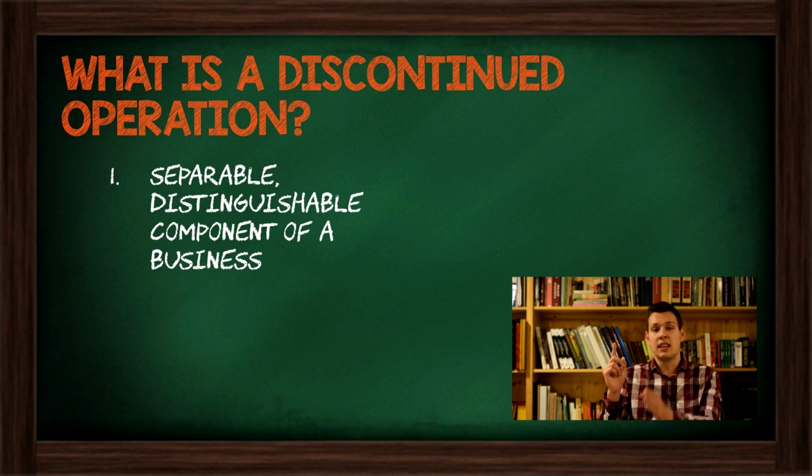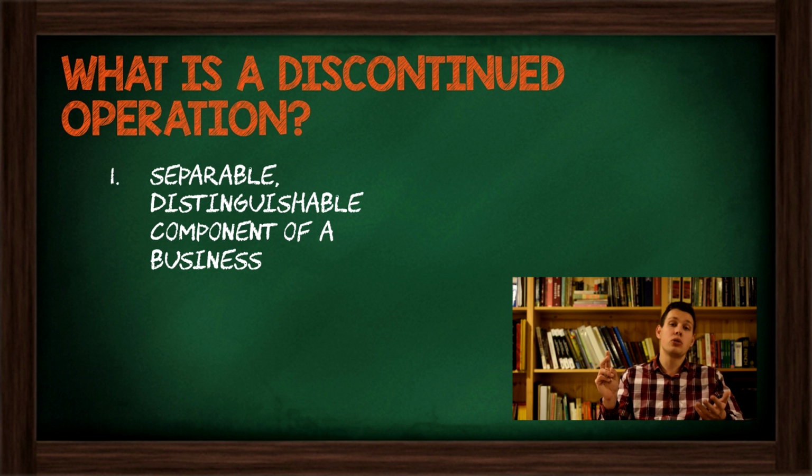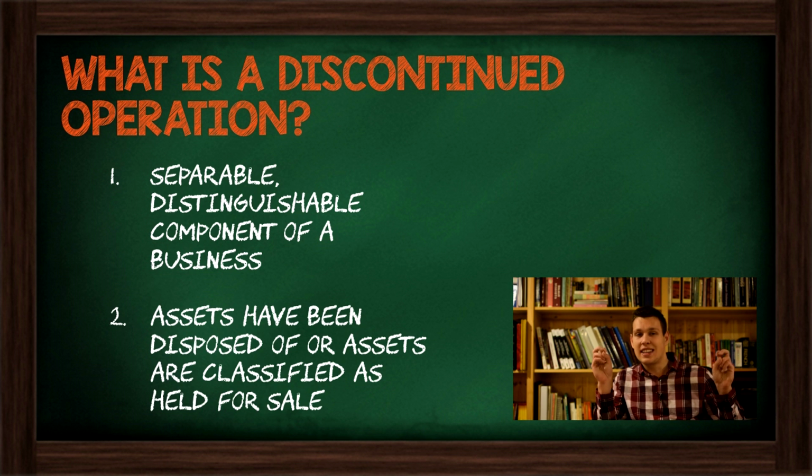But the way that it is technically defined and classified is through two criteria, right? So for something to be deemed a discontinued operation, it has to meet two criteria. First one, like I just mentioned, it has to be a separate, distinguishable component from the business. And secondly, it needs to have been disposed of during the year, or it needs to be classified as assets held for sale. Okay, so you might be wondering, what does assets held for sale mean?